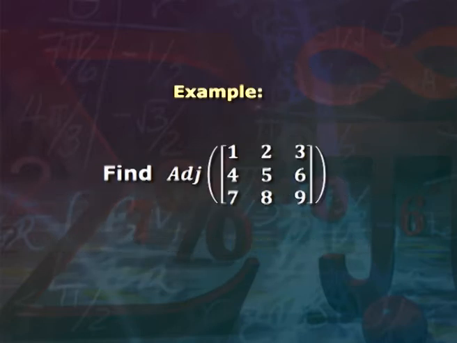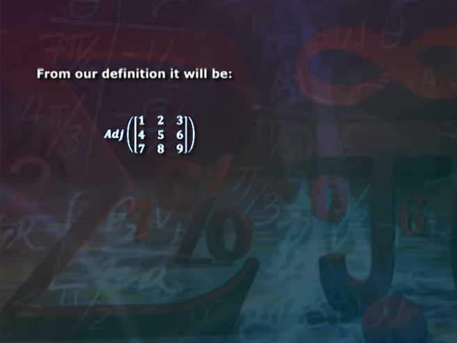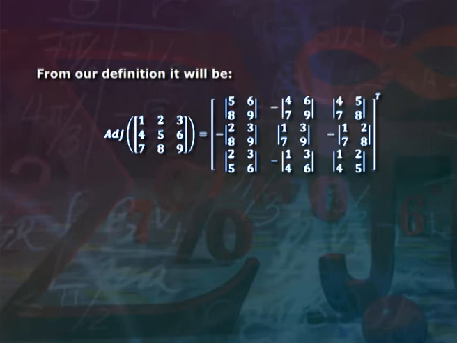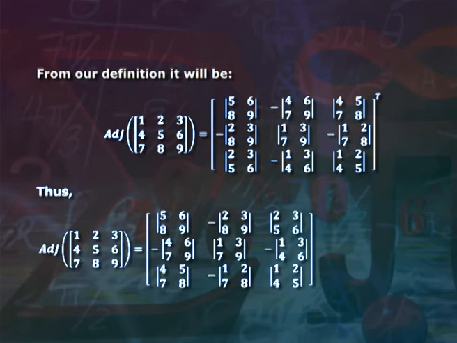Example: find adjoint of the matrix 1, 2, 3, 4, 5, 6, 7, 8, 9. From our definition, the adjoint of the matrix 1, 2, 3, 4, 5, 6, 7, 8, 9 will be the matrix having the entries as the determinants as shown, which is equal to the matrix -3, 6, -3, 6, -12, 6, -3, 6, -3.